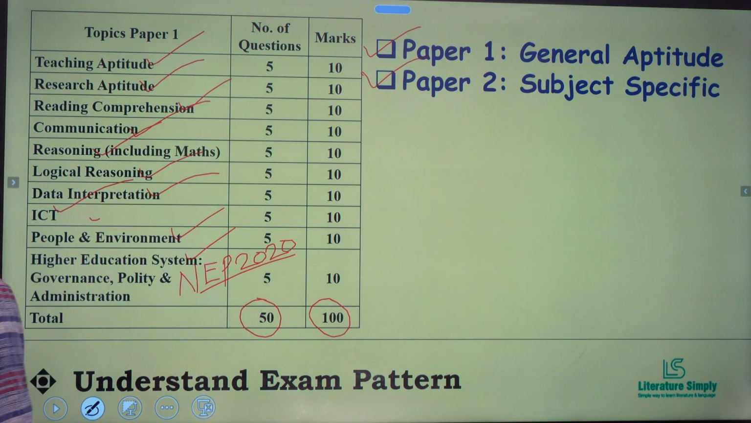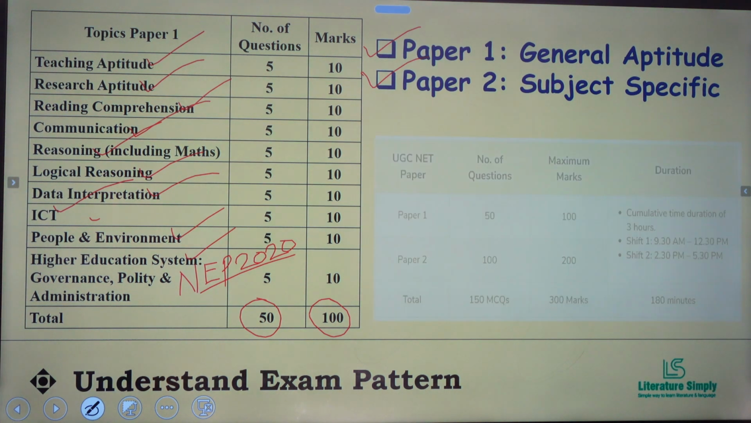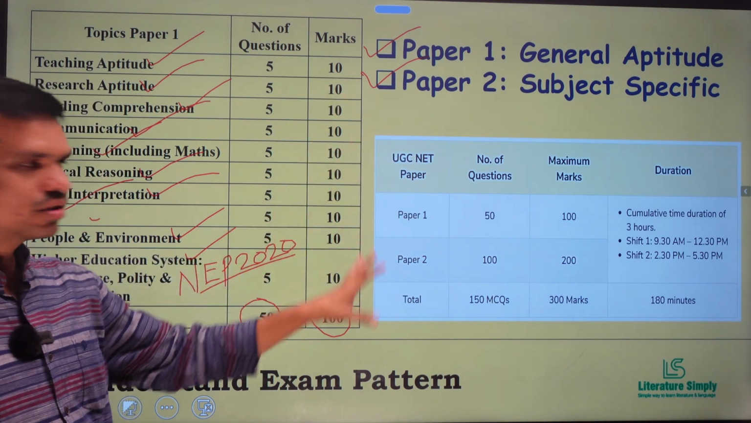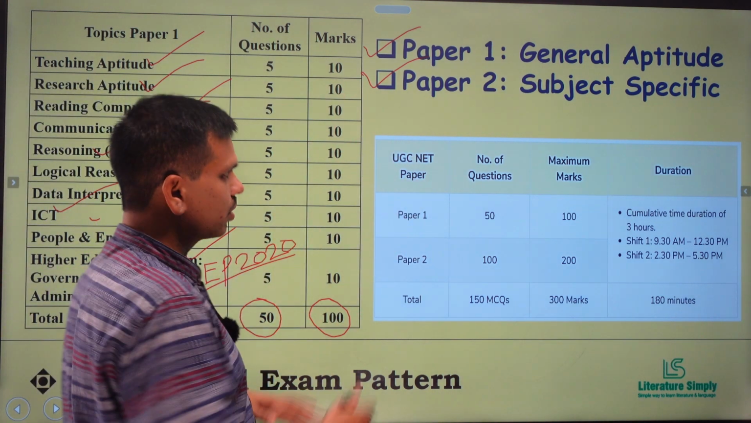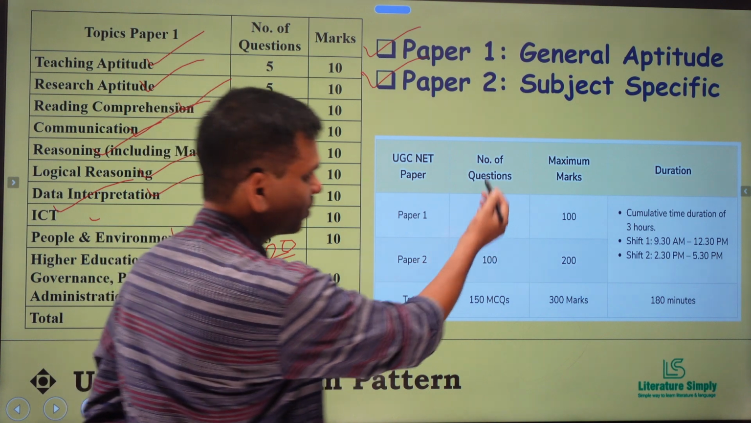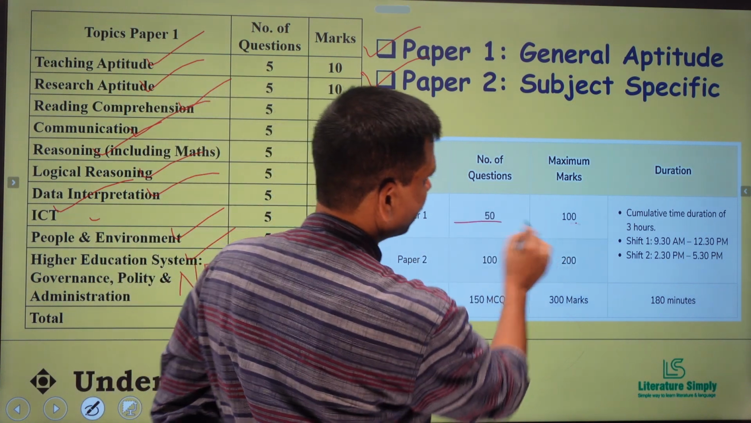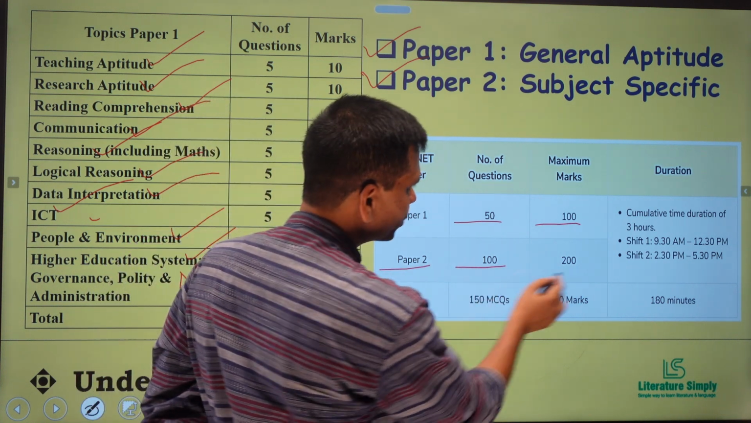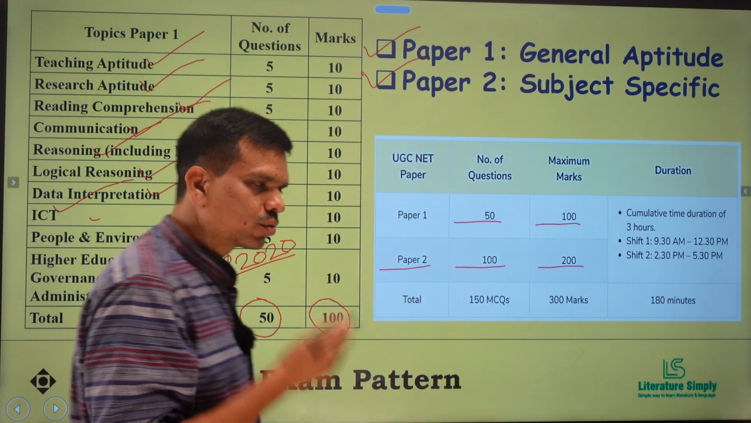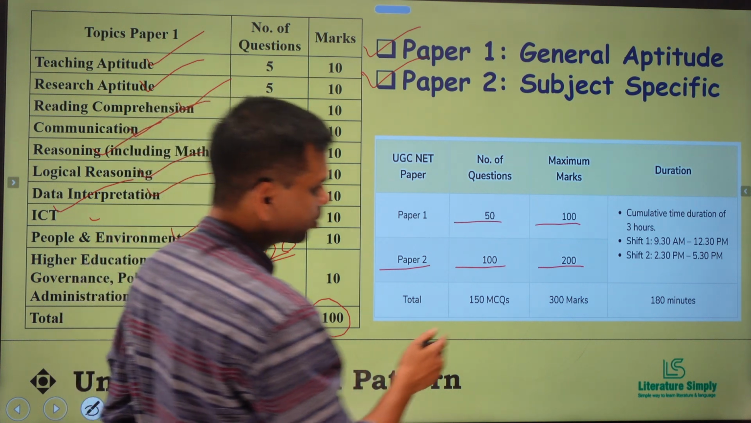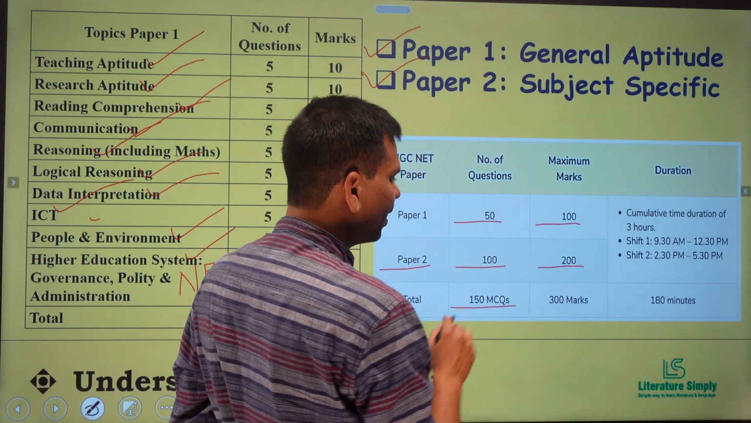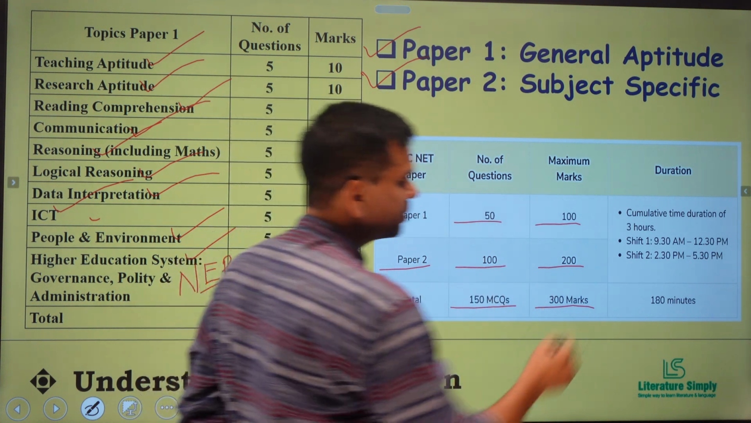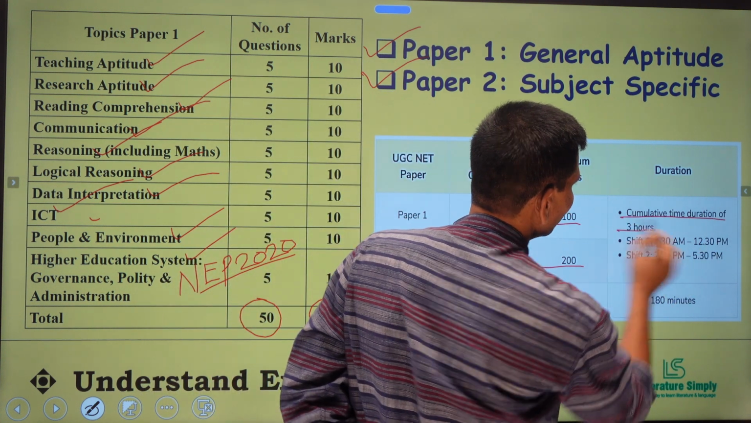Next you can find the second paper, its marks, and the time allotted for the two papers. Paper 1 has 50 questions for 100 marks, and paper 2 has 100 questions for 200 marks, again 2 marks for each question, and in total we have to solve 150 multiple choice questions for 300 marks. The time given to you is cumulative, and it is 3 hours.